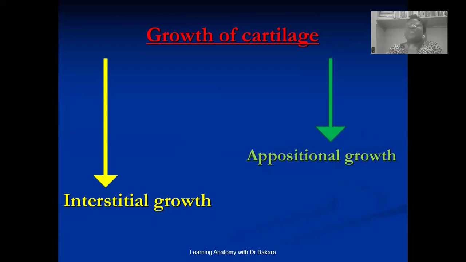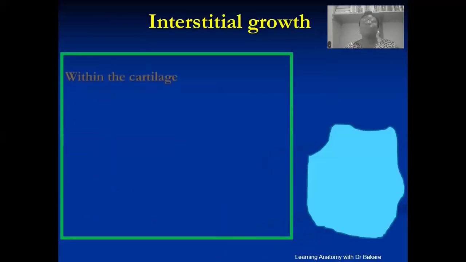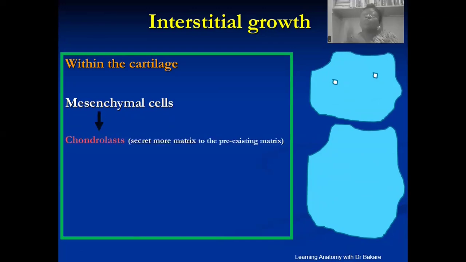We'll be taking each of these growth patterns one after the other and describing the details of events that occur within each. For the interstitial growth pattern, this pattern of growth of cartilage occurs from within the internal space. Let's say this is the configuration of the cartilage. Within the cartilage, we have the mesenchymal cells. These mesenchymal cells are undifferentiated cells, and this is what is seen here highlighted in white. These cells will then be stimulated to develop into chondroblasts. The chondroblasts are the baby version of the mature cartilaginous cell.